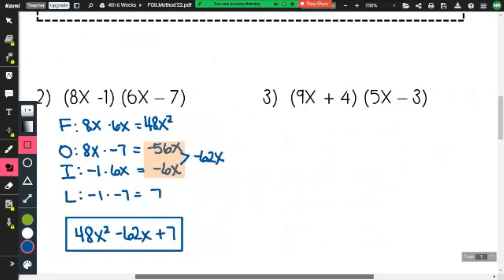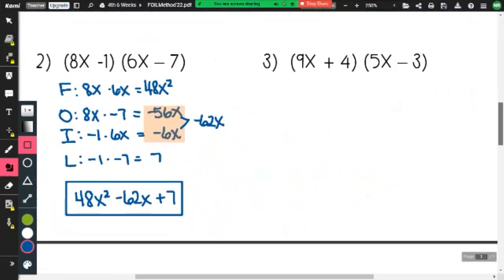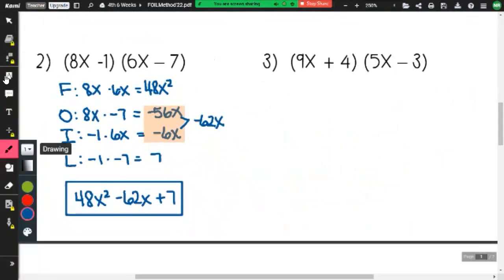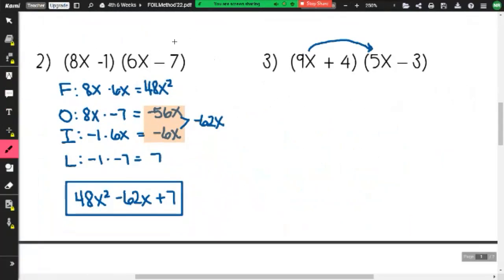And tomorrow we'll learn a whole different way that also gives you the same answer. So we know we're multiplying the first term with the first term. 9x times 5x is 45x squared, for those of my friends that can do it in their head.